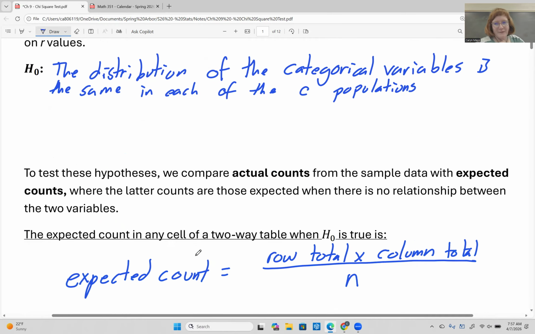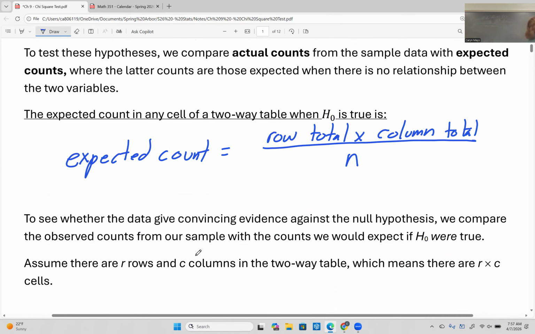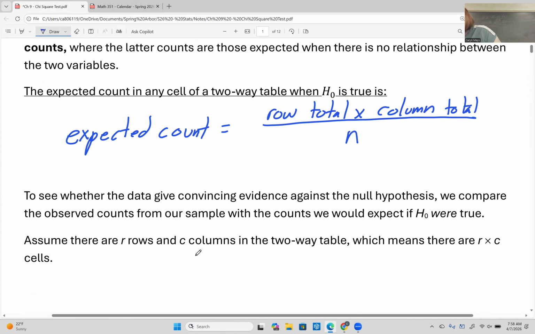So we're seeing whether this data gives convincing evidence against the null hypothesis. We're comparing what actually happens in our sample versus what we are expecting to happen based on our row and column totals.